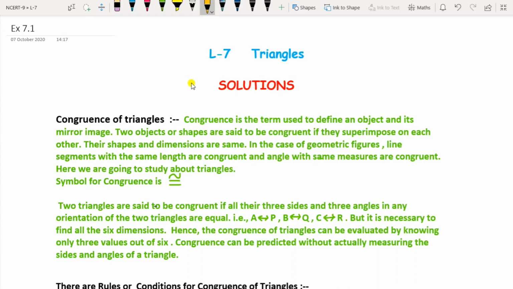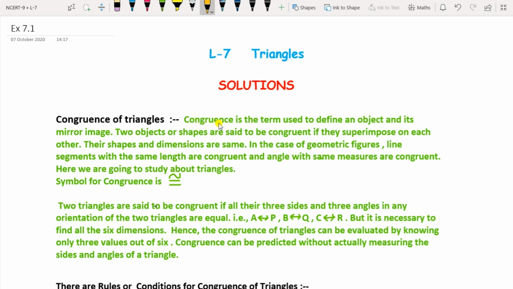In this video we are going to see the explanation about lesson 7, exercise 7.1 and also solutions of exercise 7.1. Lesson 7 is all about triangles. Here we are going to see about the congruency of triangles. So this word is very new to you.